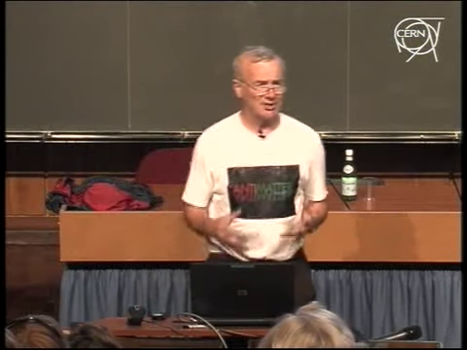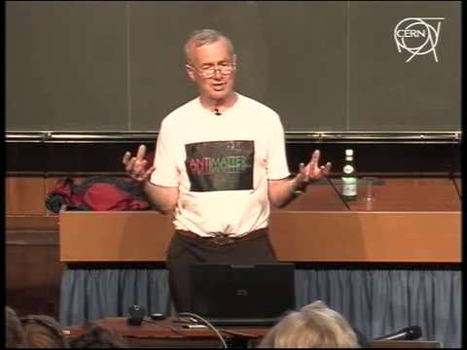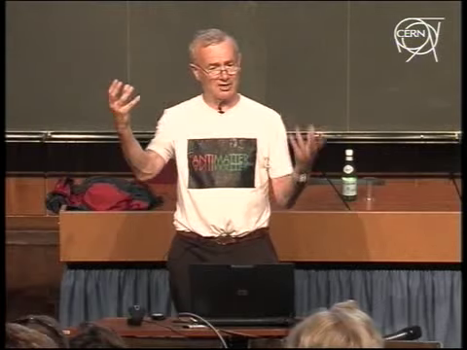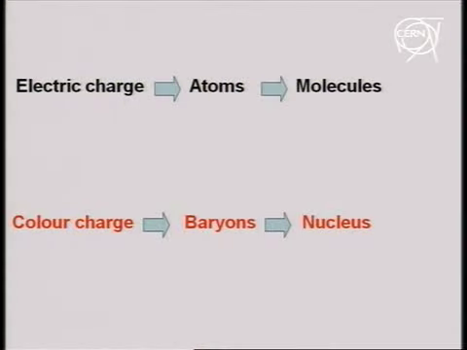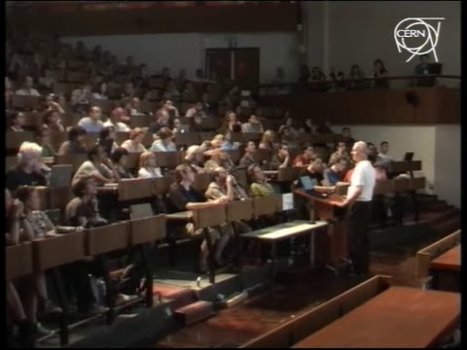So now you can see the beginnings of an analogy between colour charges and electric charges. Electric charges, attractions of opposites, build up atoms. Colour charges build up the baryons. And just as atoms which contain electric charge can then build up molecules, so baryons which contain colour charge can build up nuclei. So in this analogy, nuclei are the colour analogues of molecules.